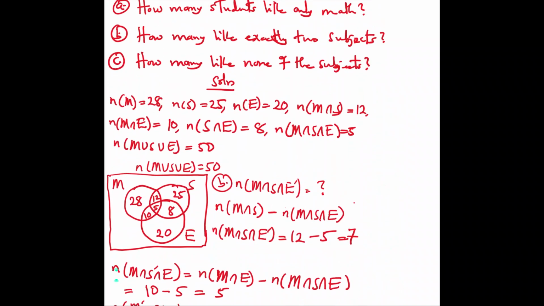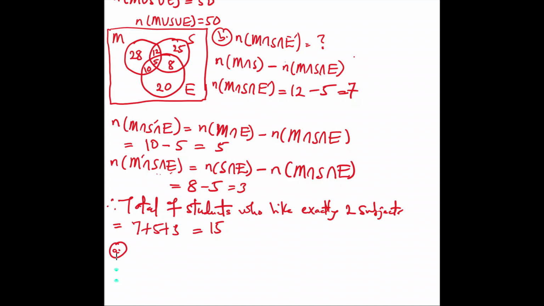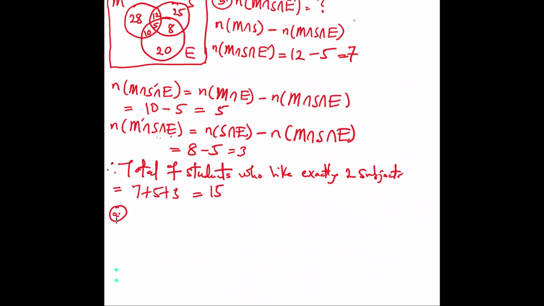Number of students who like only math. So for only math, the set notation, the symbol, this is the symbol. It will be number of M intersection S prime intersection E prime, because this is the only one that we are looking for that like only maths. Okay, so we are looking for students that like only maths. So that will be number of students who like maths.